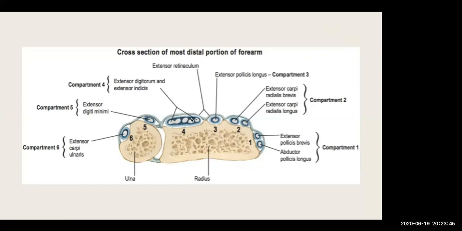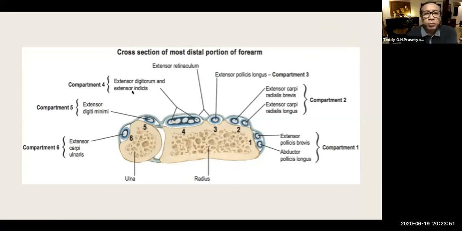Okay, so compartment number 4 is filled by the EDC and the extensor indicis proprius, right? So it's from the 2nd digit to the 4th digit. The 5th digit exists in compartment number 5 at the ulnar side, and the last one is for the ECU.